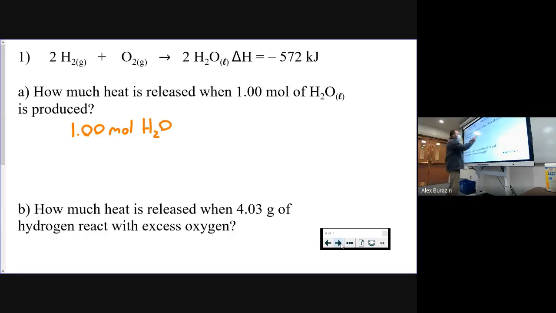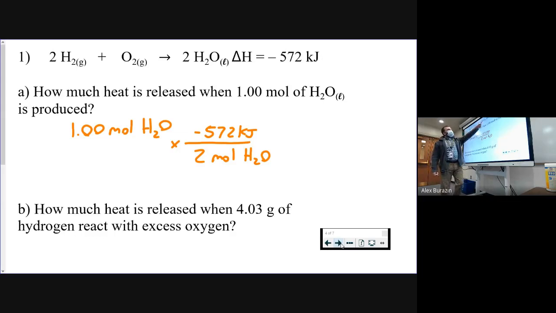And then I can set up a ratio. In this balanced reaction up above, this releases 572 kilojoules of energy. How many moles of water did I produce up above? 2. So, for every 2 moles of water that I produce, I release 572 kilojoules of energy. We can set it up as a factor.